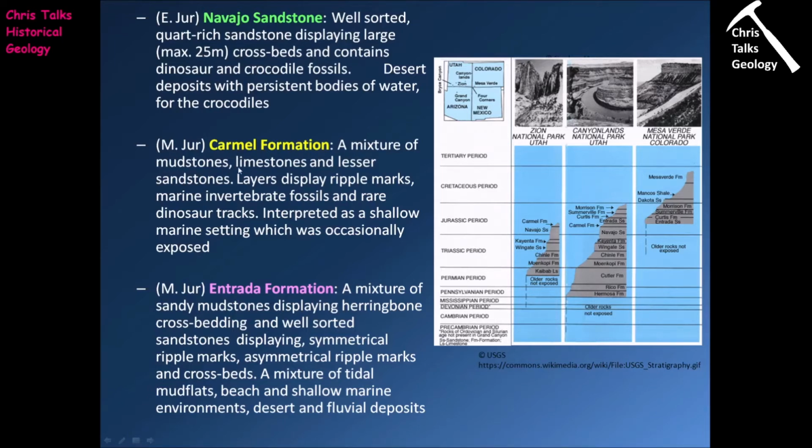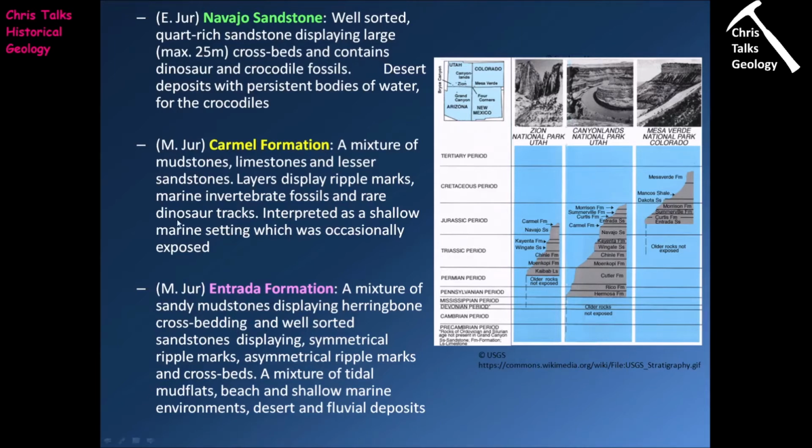So by the Middle Jurassic, the Navajo Sandstone gives way to the Carmel Formation, and this is a mixture of mudstones, limestones and lesser sandstones. The layers display ripple marks, marine invertebrates, and rare dinosaur tracks, and so this is interpreted as a shallow marine environment. So the mudstones, the limestones and the sandstones are displaying ripple marks. That's probably due to wave action, and the invertebrate fossils are telling you you're dealing with an environment that's either going to be shallow marine or maybe coastal, so possibly some kind of beach environment.